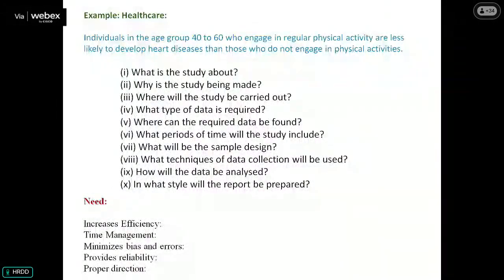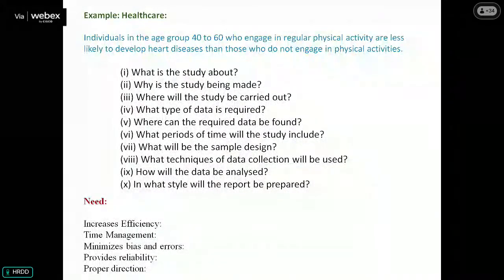What techniques of data collection will be used, that you have to design. How will the data be analyzed, तुम क्या घर घर लेके जाओगे या उसको बुलाओगे घर पे, समथिंग लाइक दैट. एंड इन व्हाट स्टाइल विल द रिपोर्ट, फिर फाइनली रिपोर्ट कैसे तुम पब्लिश करोगे, हाँ, न्यूज़पेपर में डालोगे, हाँ, और ये क्या करोगे. सो नीड, व्हाट इज द नीड.